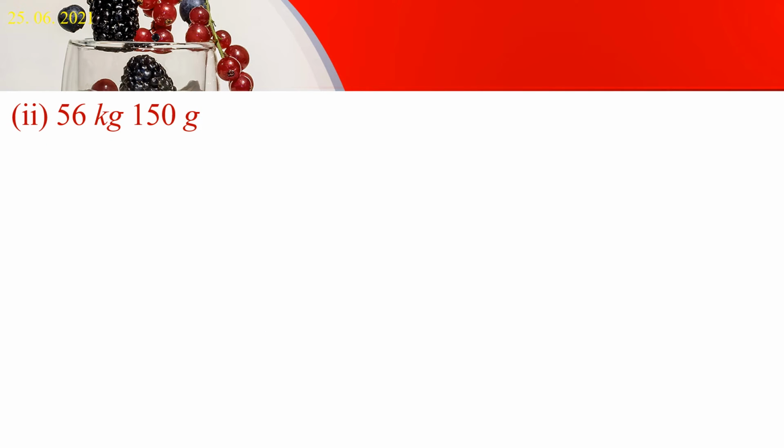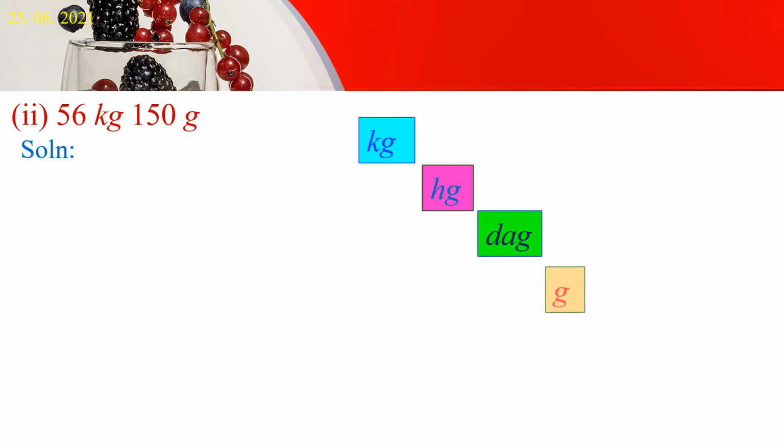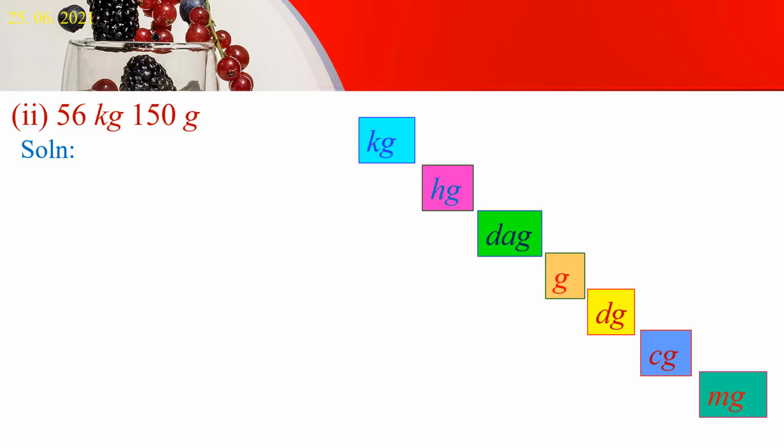Second sum, 56 kilogram 150 gram. We have to convert it into gram. We have to convert 56 kilogram to gram, then add it with 150 gram. Let us move on to the solution. We know the arrangement of units: kilogram, hectogram, decagram, gram, decigram, centigram, milligram. Let us see how many steps we have to move to reach gram from kilogram. For each step we have to multiply by 10.